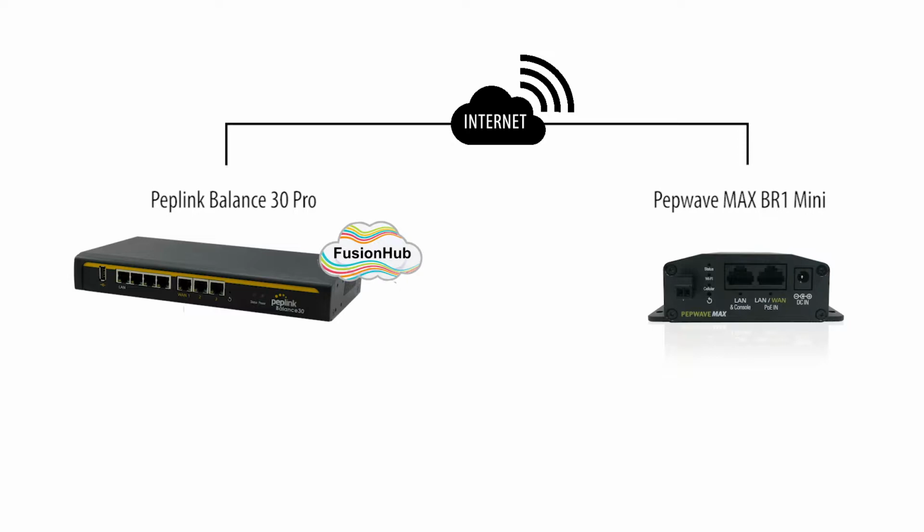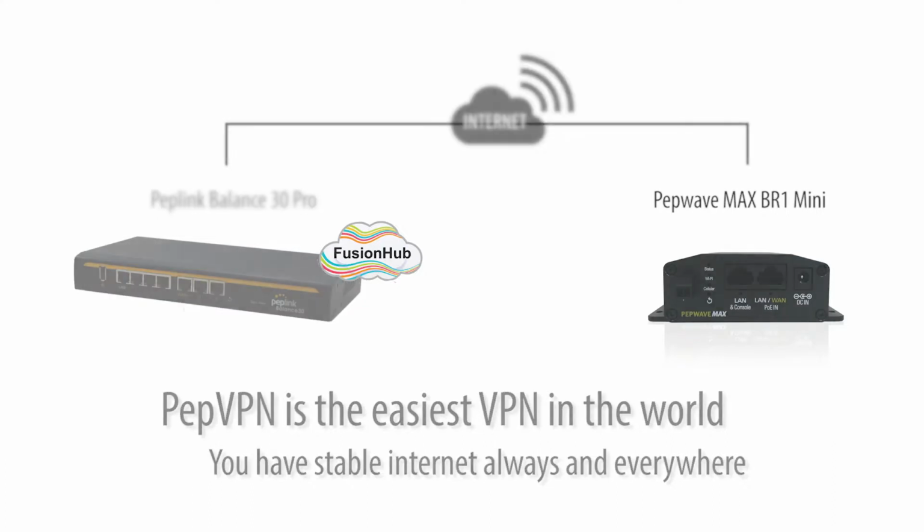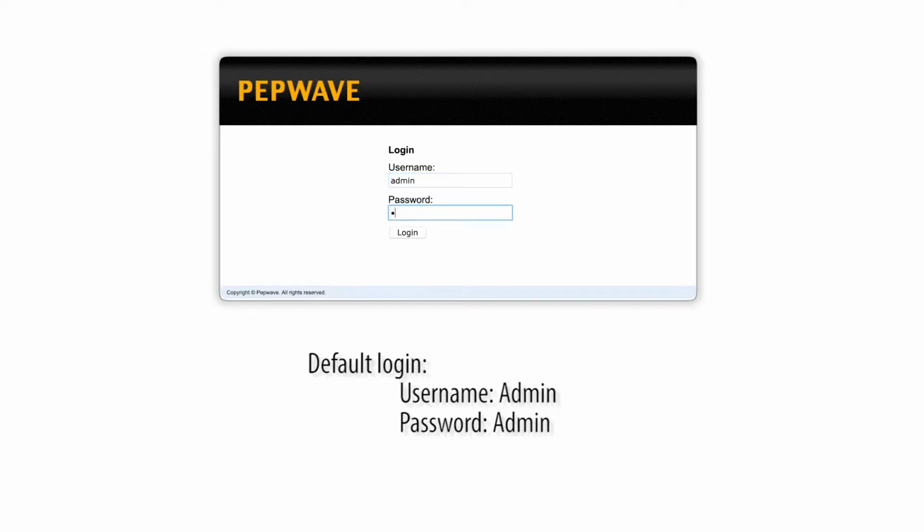The data center unit is the only unit that needs to have a static internet IP address. The mobile 4G routers don't need to have that. This is what makes the PepVPN the easiest VPN in the world, as we don't need any static IPs on the remote locations. Now we can start logging into the web interface of our PepWave router.